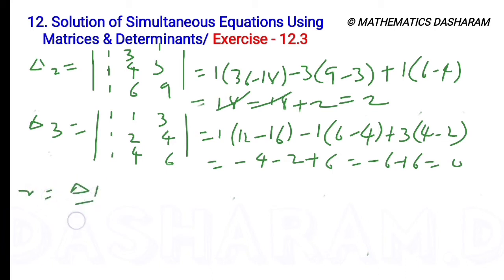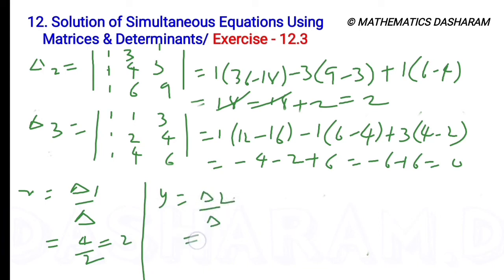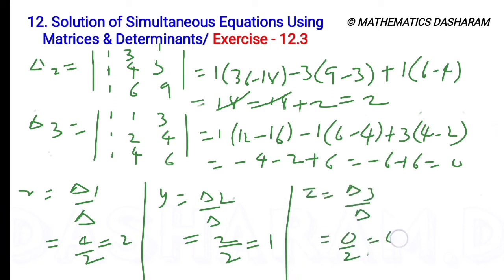X value is delta 1 by delta, which equals 4 divided by 2, equals 2. Next, y equals delta 2 divided by delta, 2 by 2 is 1. Next, z equals 0. So the required answer is 2, 1 and 0.